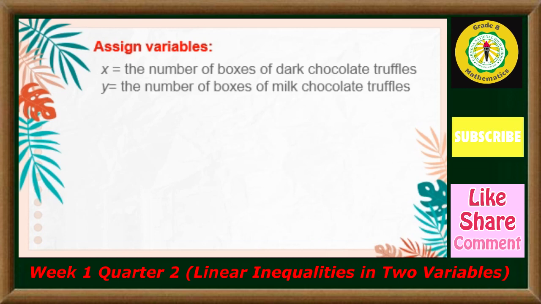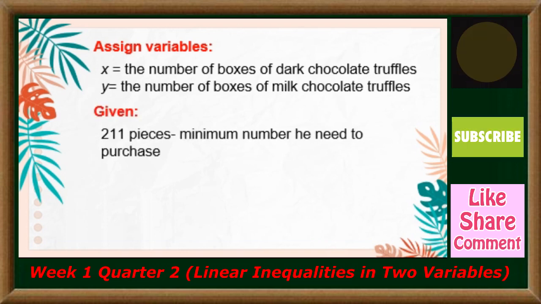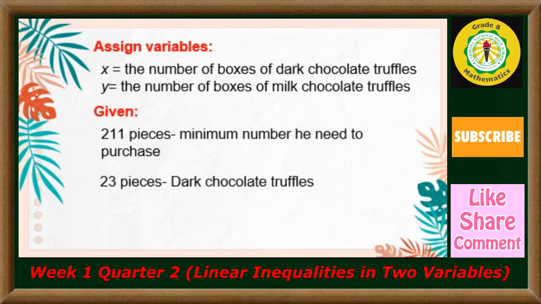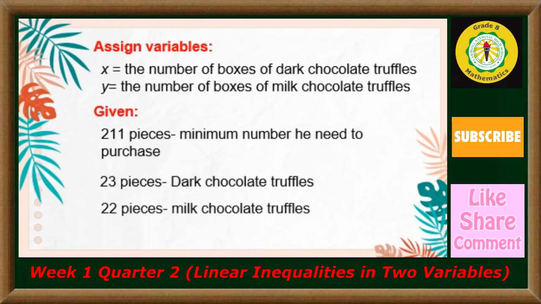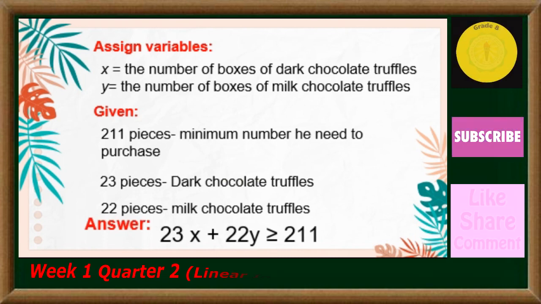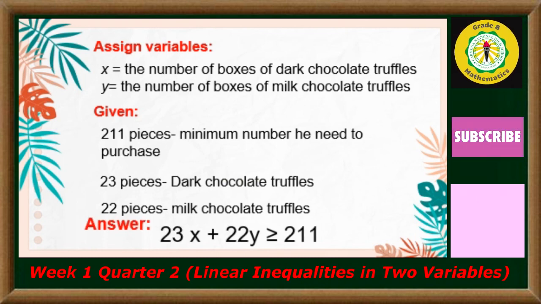Assign variables. X equals the number of boxes of dark chocolate truffles. Y equals the number of boxes of milk chocolate truffles. For our given 211 pieces, the minimum number he needs to purchase, 23 pieces dark chocolate truffles, 22 pieces milk chocolate truffles, and our answer is 23x plus 22y is greater than or equal to 211.